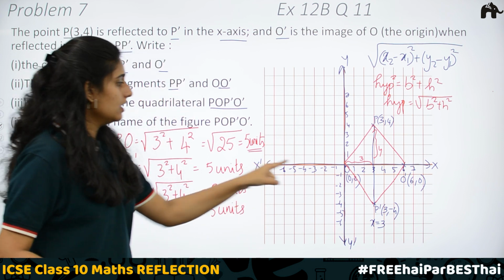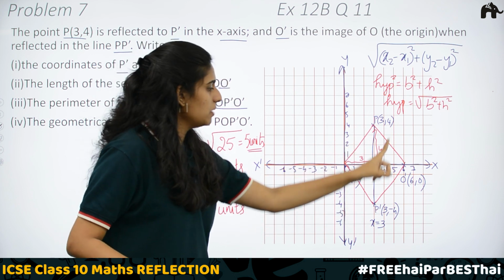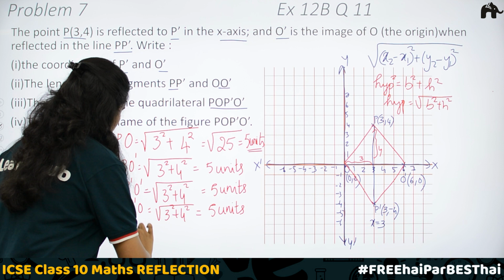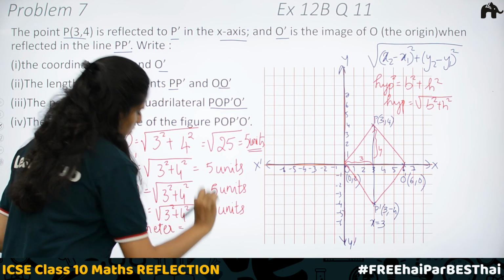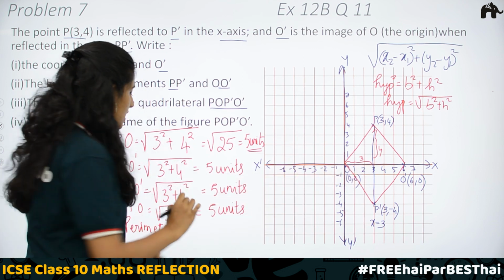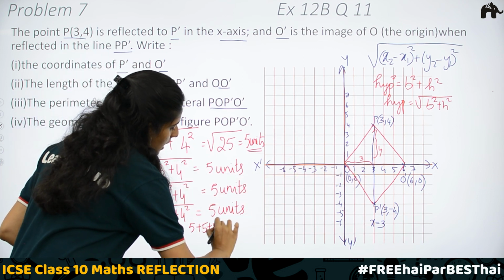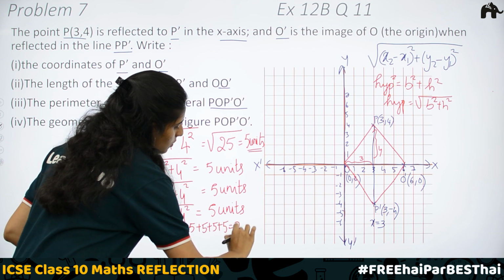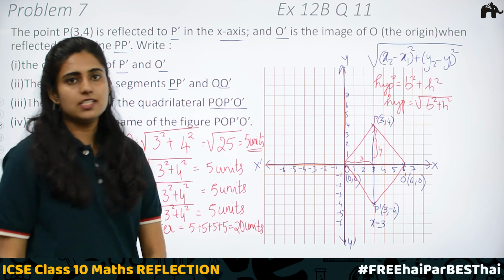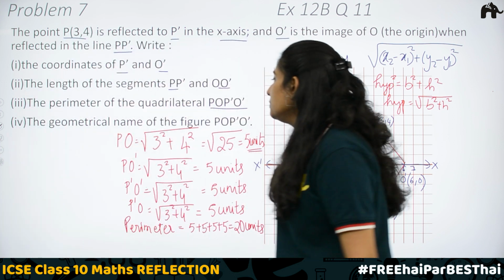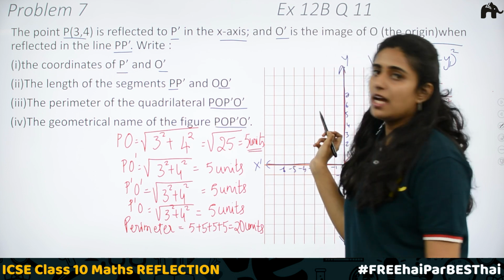This is 5, this is 5, this is 5, this is 5. 5 plus 5 plus 5 plus 5. Therefore, the required perimeter is equal to the sum of the length of sides, which is 5 plus 5 plus 5 plus 5 is equal to 20 units. Now the fourth part, the geometrical name of the figure PO P'O'.